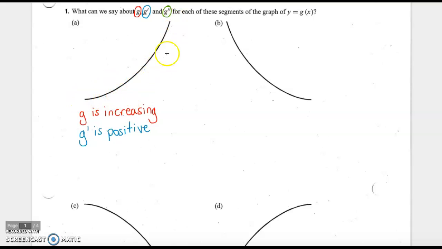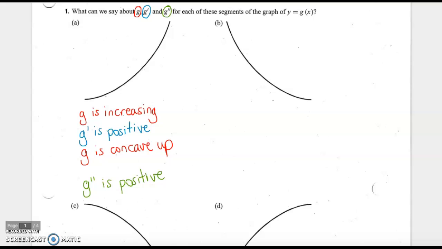One other thing I know about this original function is that it's increasing, and my second derivative has to do with concavity. So I can confirm that my original function is concave up. And that conclusion leads me to know that my second derivative is positive.